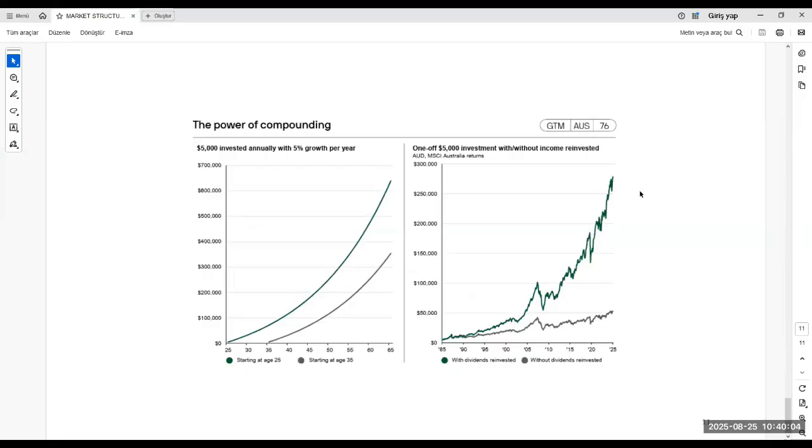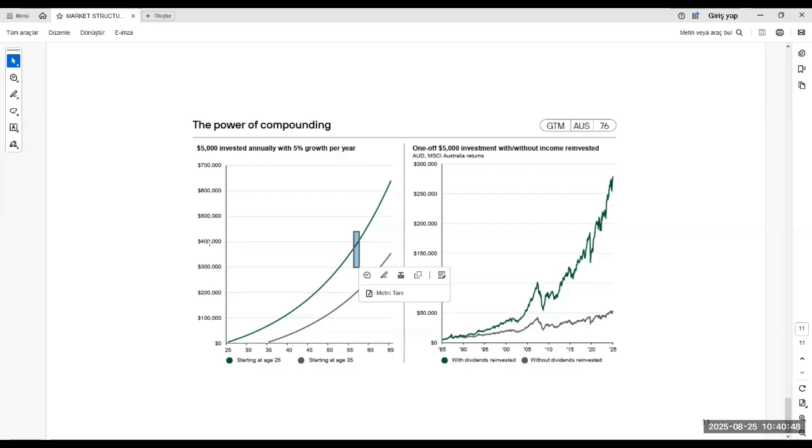The last slide from my side. This will give you the picture that if you are patient enough, and if you put just $5,000 at 5% per year growth, as you see here, starting at age 25 or starting at 35, if you put in just $5,000 at 25 and it grows 5% each year, your $5,000 after 30 years will be $400,000, ladies and gentlemen. This is the power of compounding.